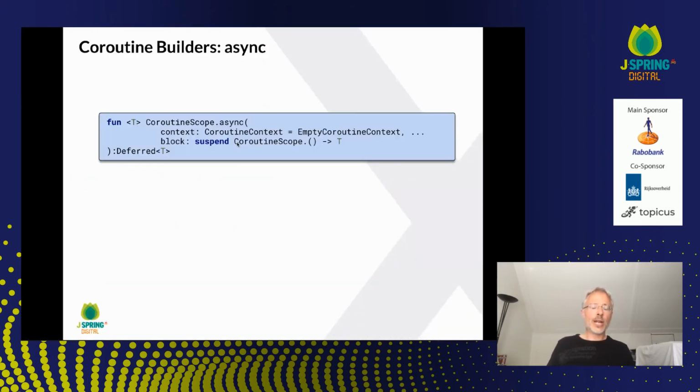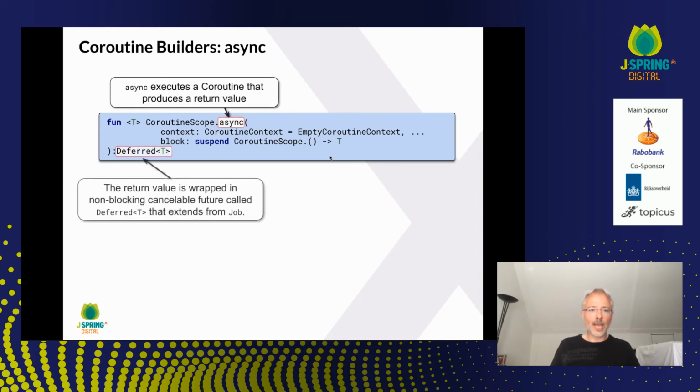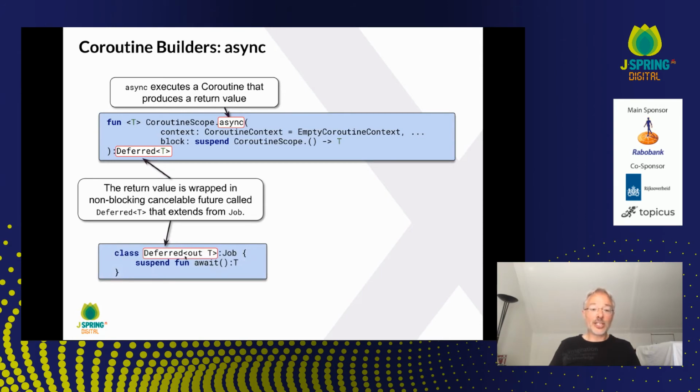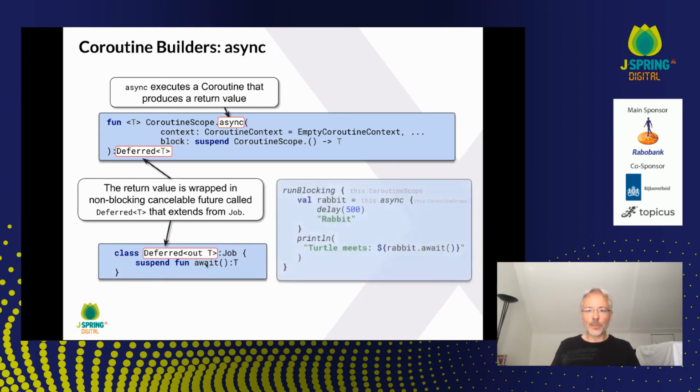In order to do that, we would have to rely on the async builder. As you might see, the signature is more or less the same as we've seen before, but the return type is a bit different. We get a deferred back. What is deferred? It's quite a simple construct. It has a single method that is relevant, which is await. And what does await do?